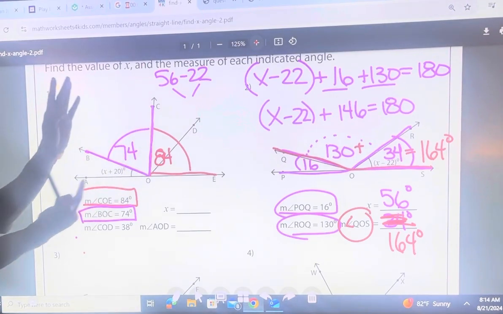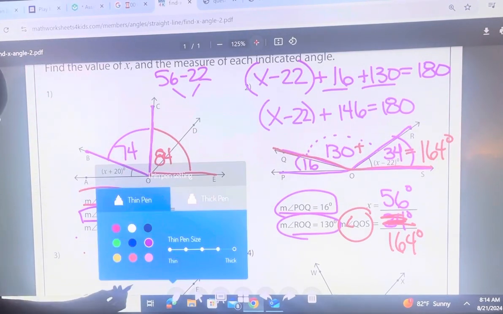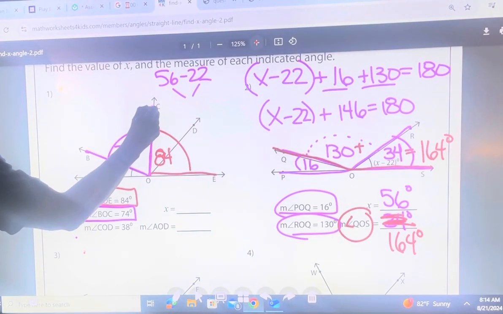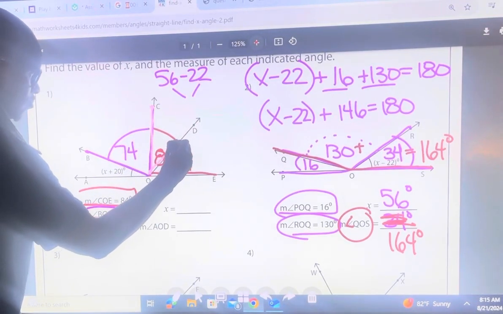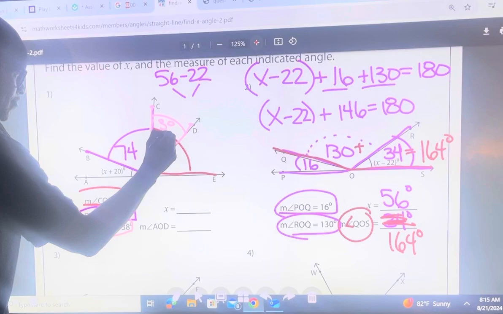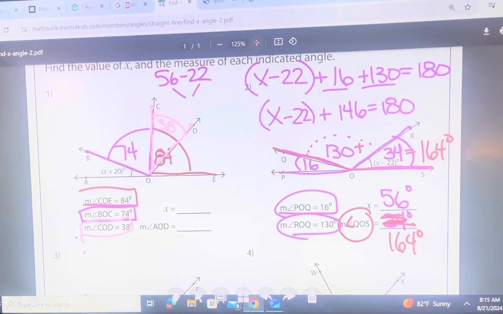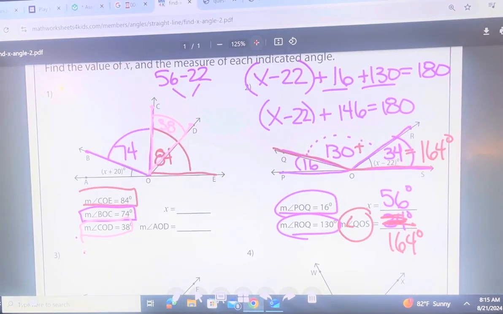Take a look so y'all don't get confused when y'all see this tonight. In between this 84, you've got COD, little Call of Duty, and this one here is 38. They want the measurement of AOD. So what don't we need? There's one that you don't need. No, you need the 38.